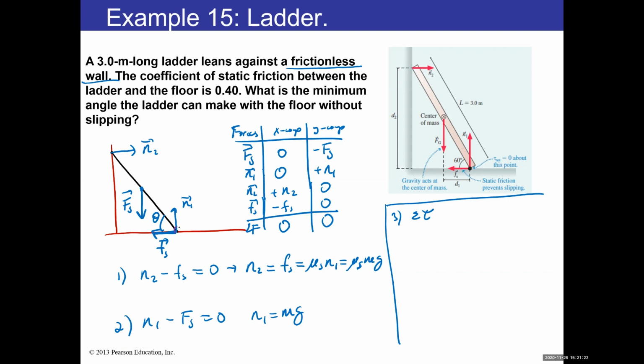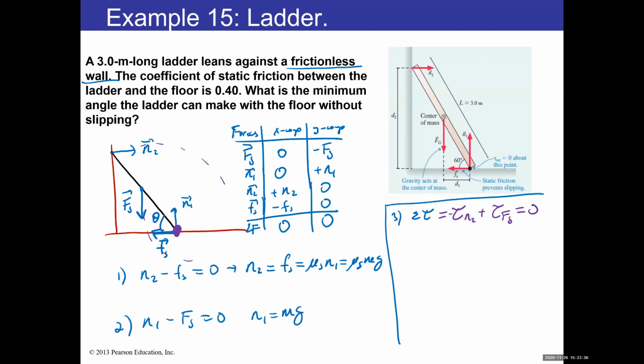For example, if I choose this point right here to be my pivot point, then the torque due to the normal force 1 and due to the static friction are gone. That means our net torque is going to be in terms of the torque due to the normal force 2, and it's going to be negative because it gives a clockwise rotation, plus the torque due to the gravitational force, which gives counterclockwise. So this equals 0.